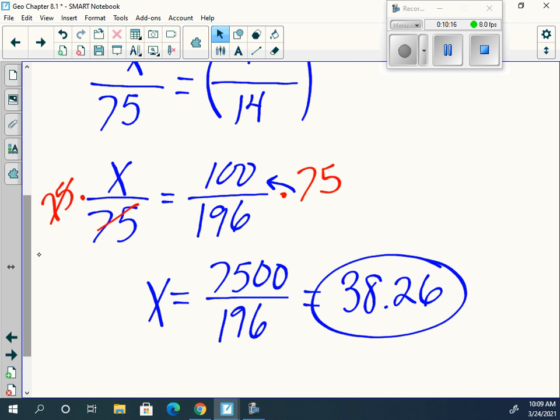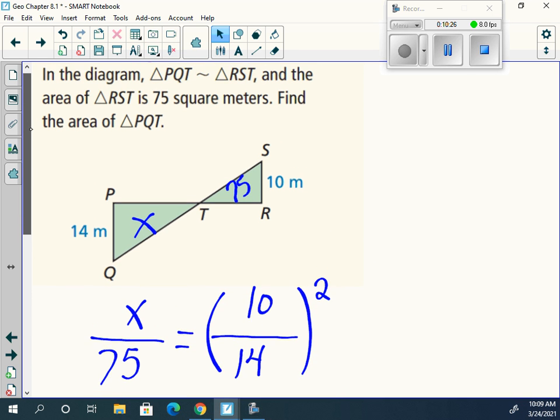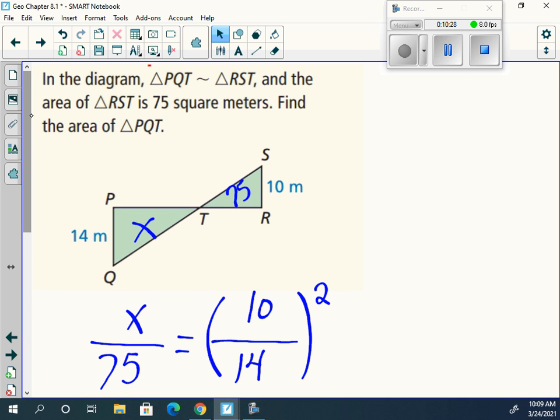Questions on any of this here? On the question, does it say the area of RSQ? The area of RSQ is 75. Yes. The smaller one. Yes. But the area of this bigger one is 38. I got the extra mark too. Yes.